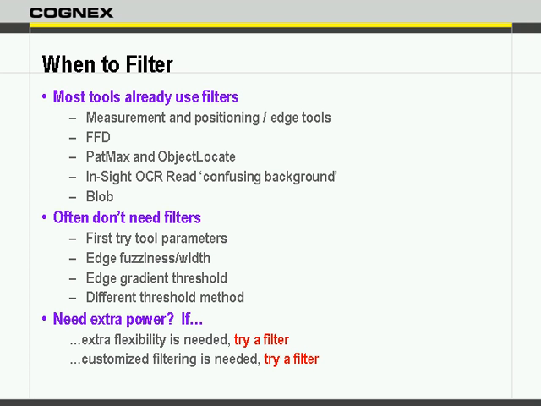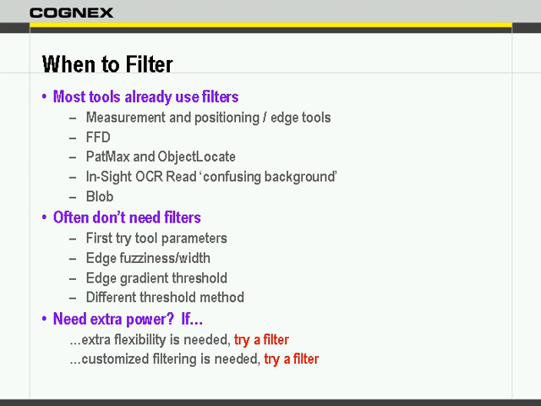In the Insight system, the new OCR read tool has a confusing background function that you can turn on, which basically gets rid of a lot of background noise. It's basically a noise filter. It's not so simple as some of the tools that we have available to us in the Intellect user interface, but nonetheless, it's already employing filtering. Blob tools, same thing. They're applying grayscale or binary morphology, which we haven't looked at yet, and then some thresholding.